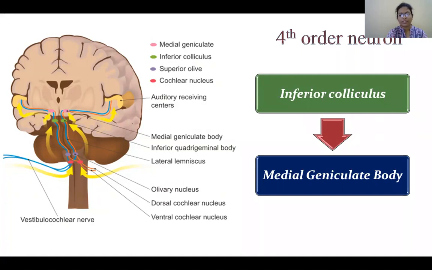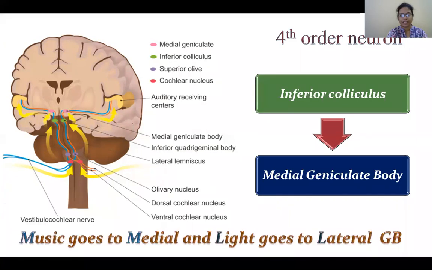Now, we always get confused between the medial geniculate body and the lateral geniculate body, meaning what kind of information it carries. To simplify this, we can say music goes to the medial geniculate body and light goes to the lateral geniculate body. Music means hearing, so the medial geniculate body is concerned with hearing and the lateral geniculate body is concerned with light, that is vision. So music goes to the medial geniculate body and light goes to the lateral geniculate body.